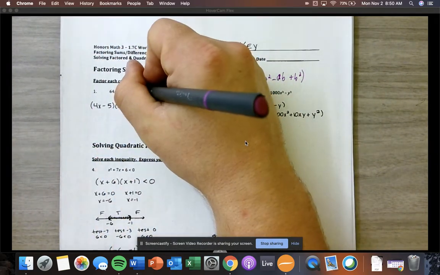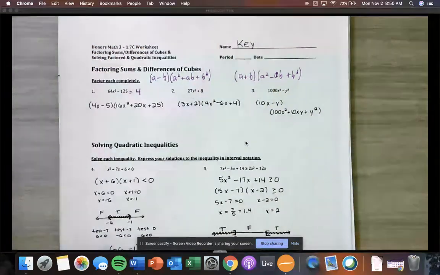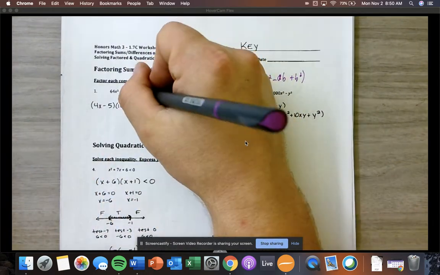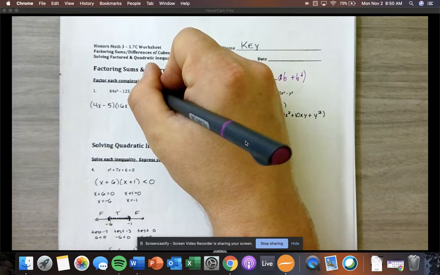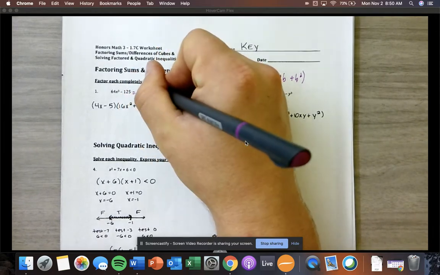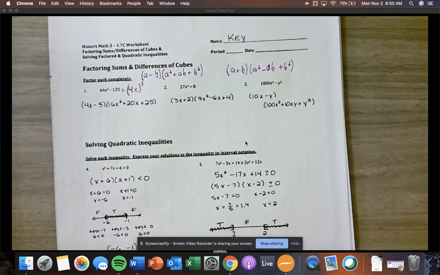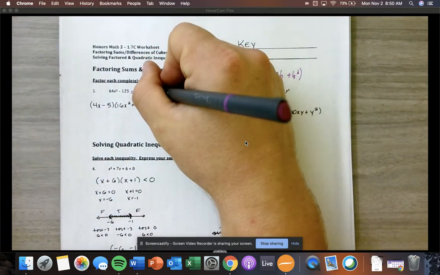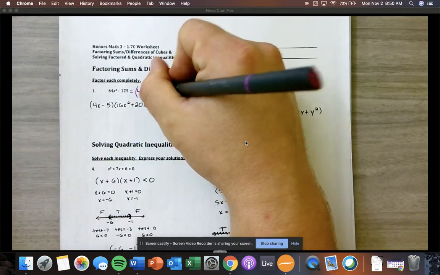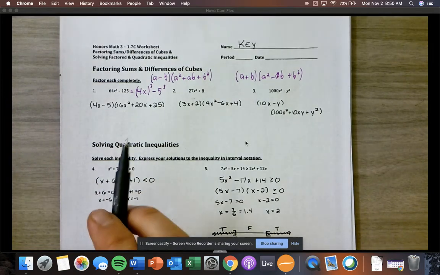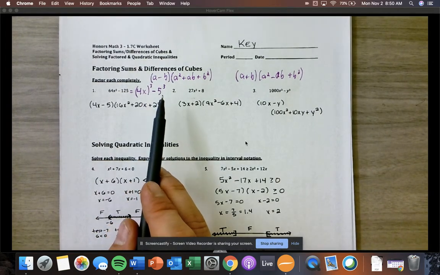64 is the same thing as 4 to the 3rd power. And then x cubed, we would just write as x to the 3rd power. So they're both going to be raised to the third power. And then minus 125, well, 125 is just 5 cubed. So we have our a value, we have our b value.